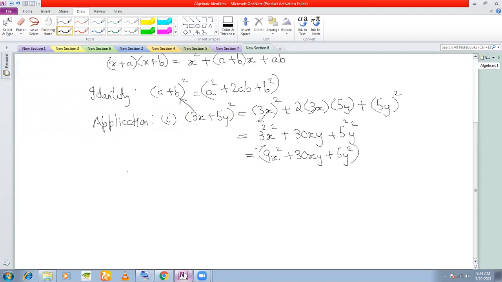If you want to check, sir, how it becomes 9? 3 square is 9. Yes, sir.